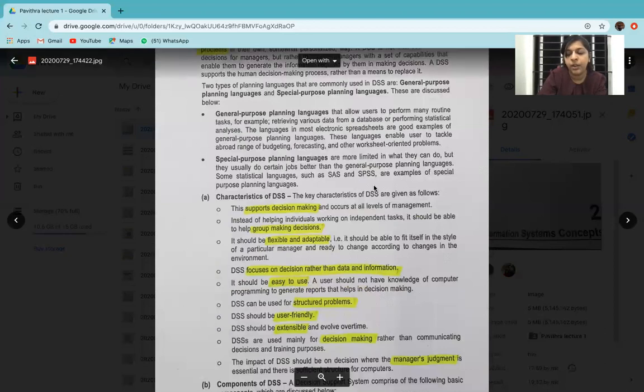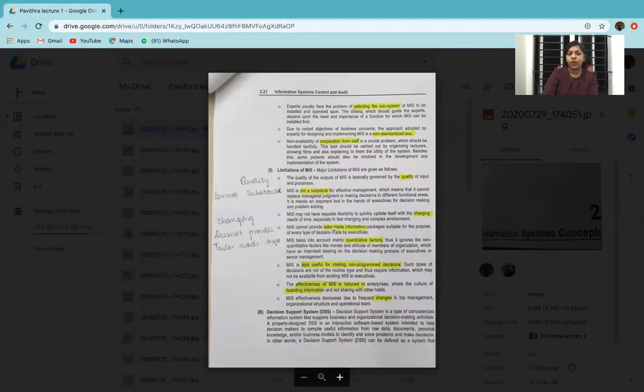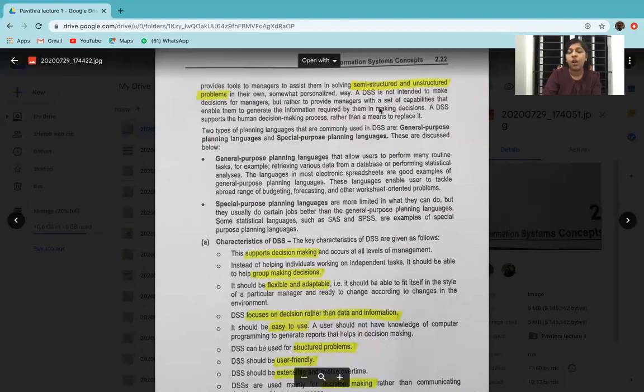What kind of decision? And why is this so special that we have to move to it? One of the limitations of an MIS is that it can provide only for programmed decisions and it cannot deal with non-programmed decisions or sudden events which are new to the organization. But the DSS can assist in solving both semi-structured and unstructured problems.